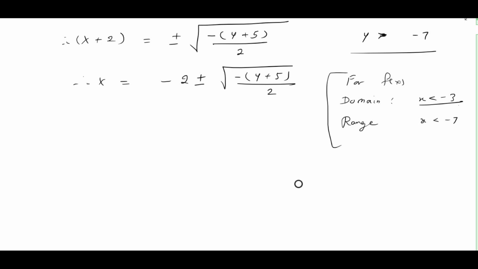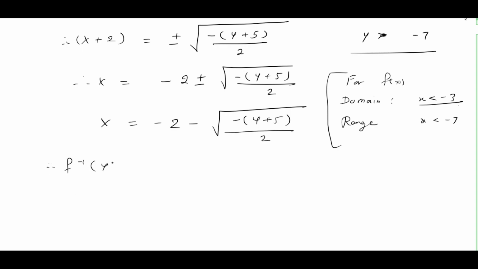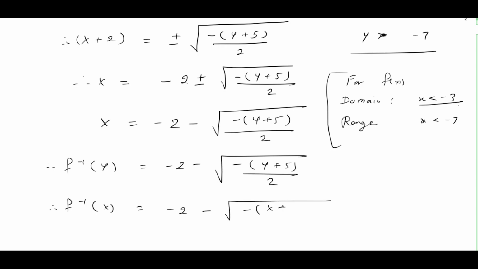So as the x value is less than -3, x will be equal to -2 minus root of minus (y plus 5) divided by 2. So this is your f inverse y, which is -2 minus root of minus (y plus 5) divided by 2. So therefore f inverse of x will be -2 minus root of minus (x plus 5) whole divided by 2. So this is your f inverse x, right? So this is what we get for f inverse x. Thank you.